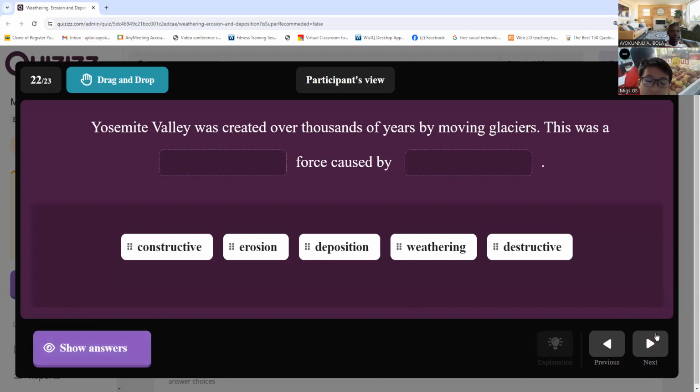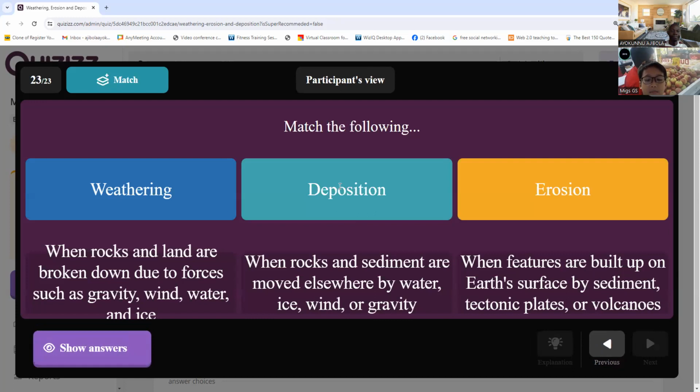And we have one more question. Yes, one more question. Start. So we have three terms here. Match the following. Weathering, which one of them is weathering? Deposition, which one of them is deposition? Erosion, which one of them is erosion? Now, over to you. Which of the statements is erosion? At the middle is erosion.